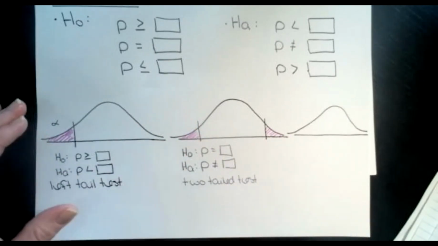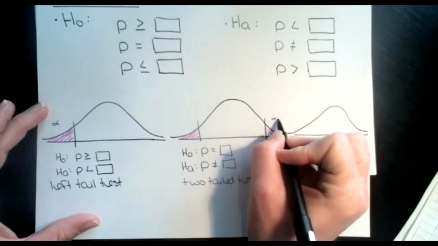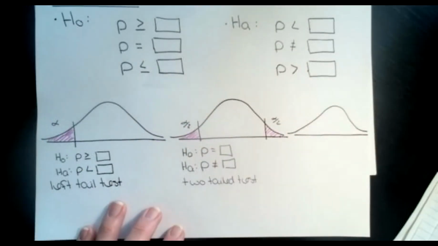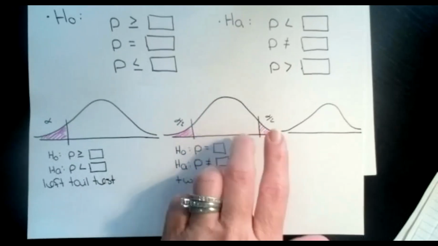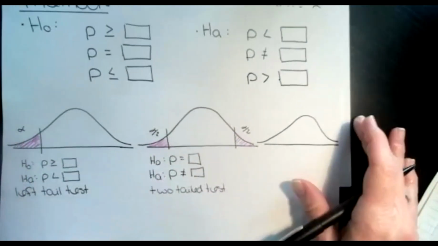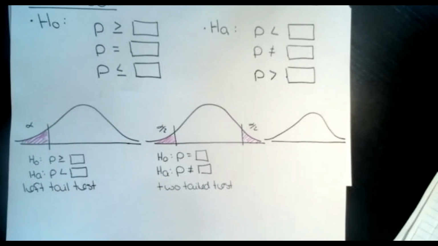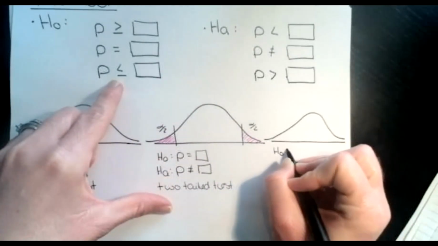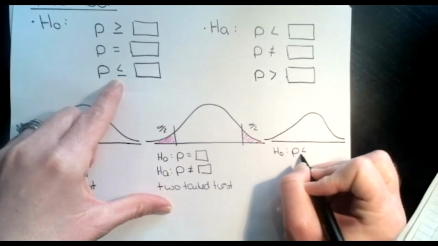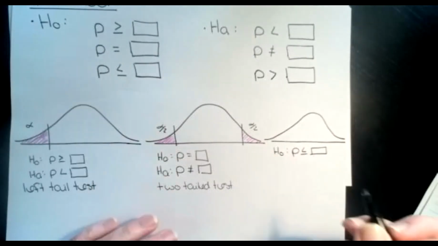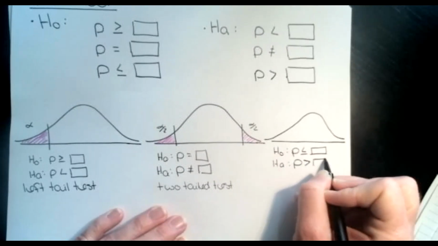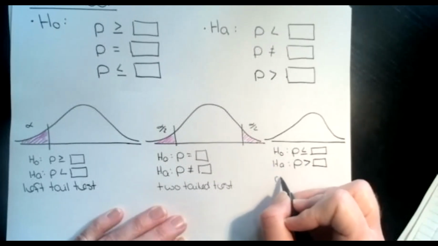So again, here we're looking at, instead of just alpha, alpha divided by 2 and alpha divided by 2. But what we end up doing is multiplying them, so we could just still compare it to alpha. So we're consistent all the time. And then our last scenario would be here where my null is P is less than or equal to some value, and my HA is P is greater than some value. This is my right tail test.